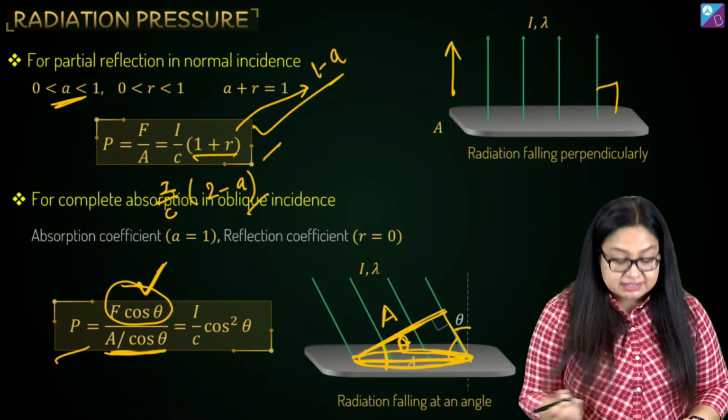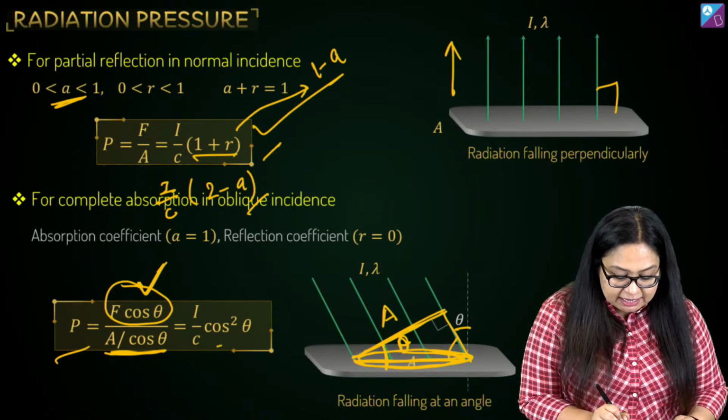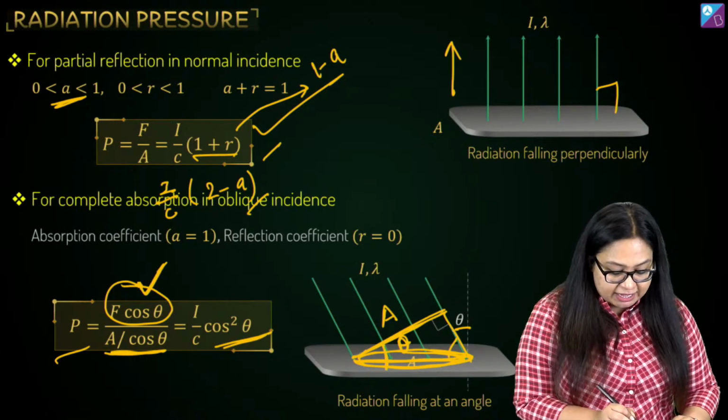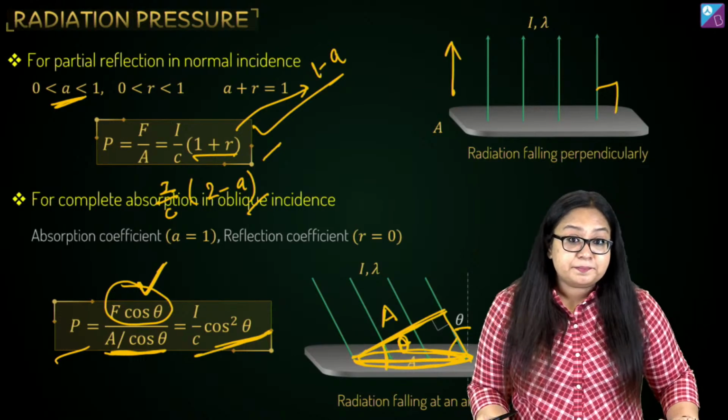So A divided by cos theta will come in the denominator, and what we get is I by C into cos square theta. I by C, why? Because F by A we have already calculated is I by C, so I by C cos square theta.